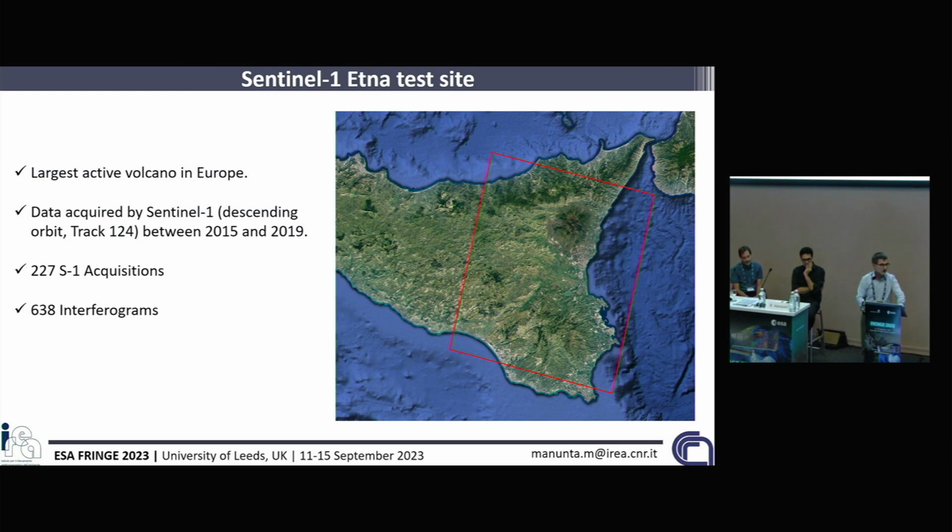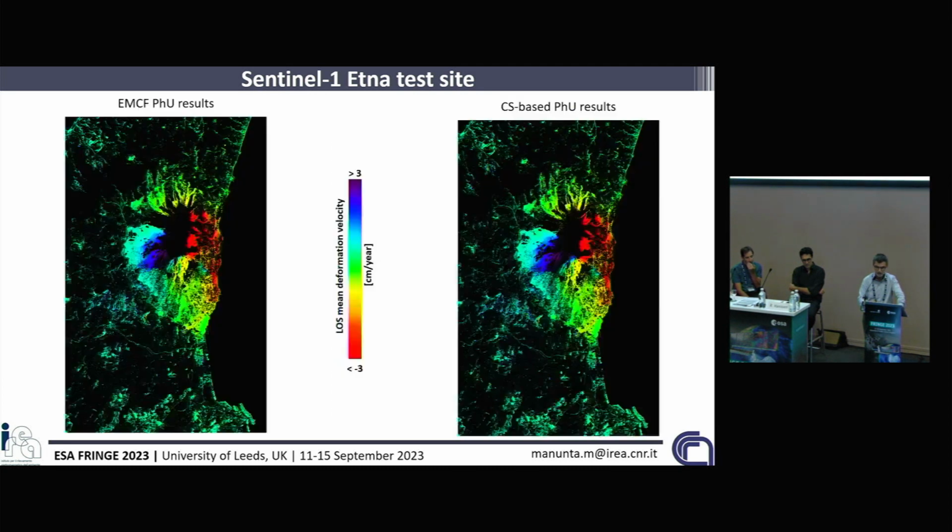In particular, the first data set is relevant to Mount Etna, that is the largest active volcano in Europe. We process the ULA Sentinel-1 archive collected between 2015 and 2019 from descending orbits. Here we have the results that we achieved from the EMCF and the CS-based phase unwrapping procedure. I'm showing you the mean deformation velocity maps.